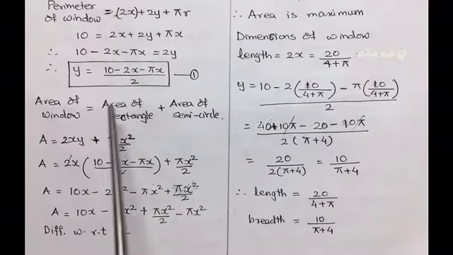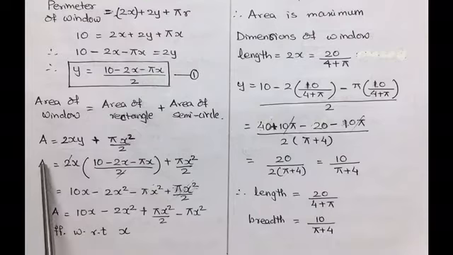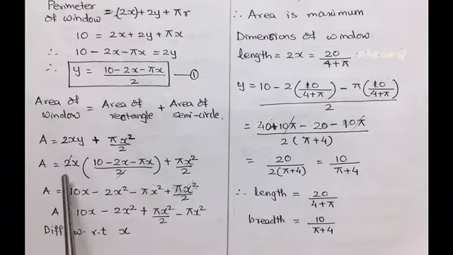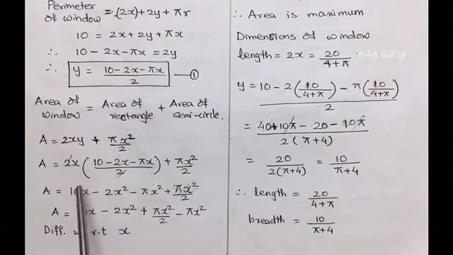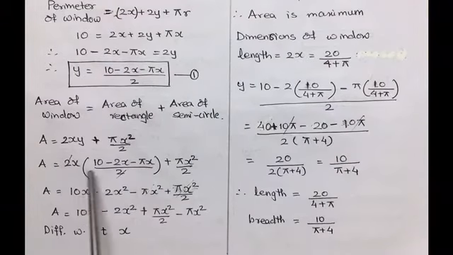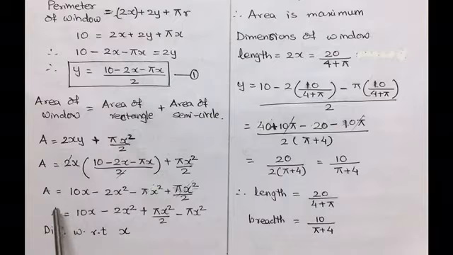Keeping the value of y from 1, the total area becomes 2x, which gets cancelled here, and multiplying x with the bracket, A becomes 10x minus 2x square minus pi x square plus pi x square divided by 2. So keeping in the proper order, the area function becomes 10x minus 2x square plus pi x square by 2 minus pi x square.